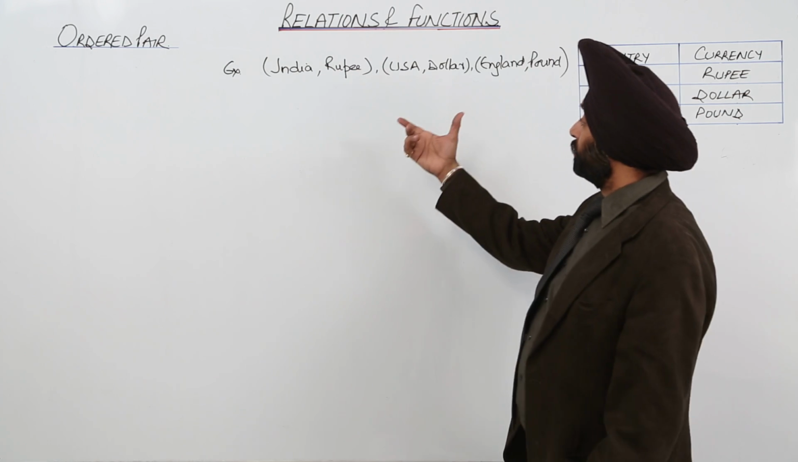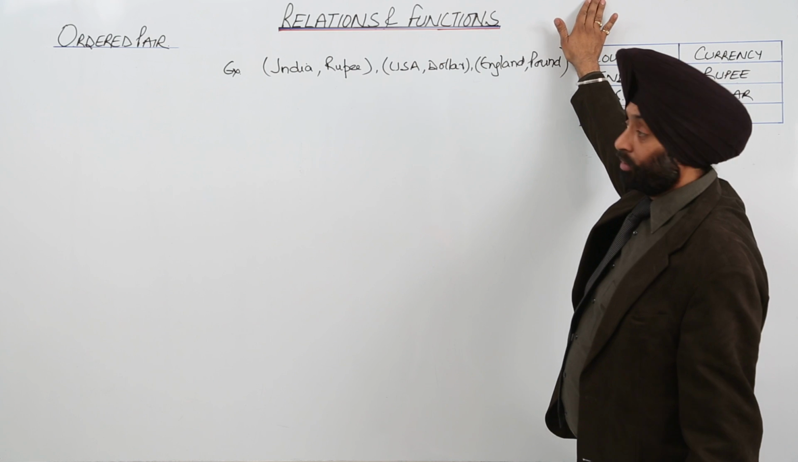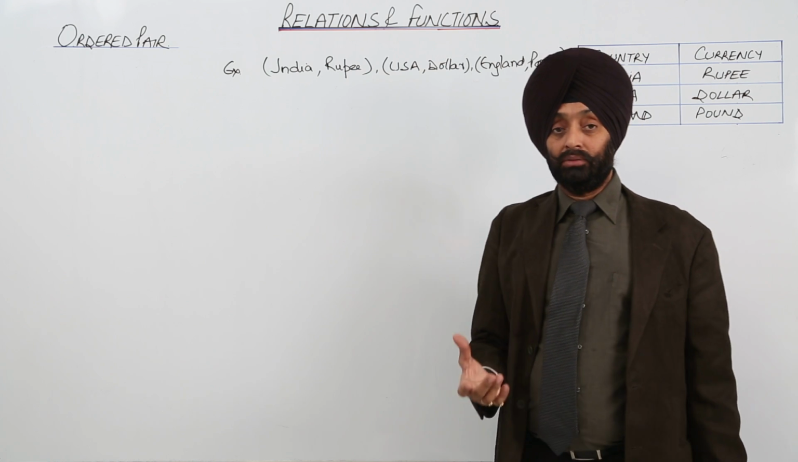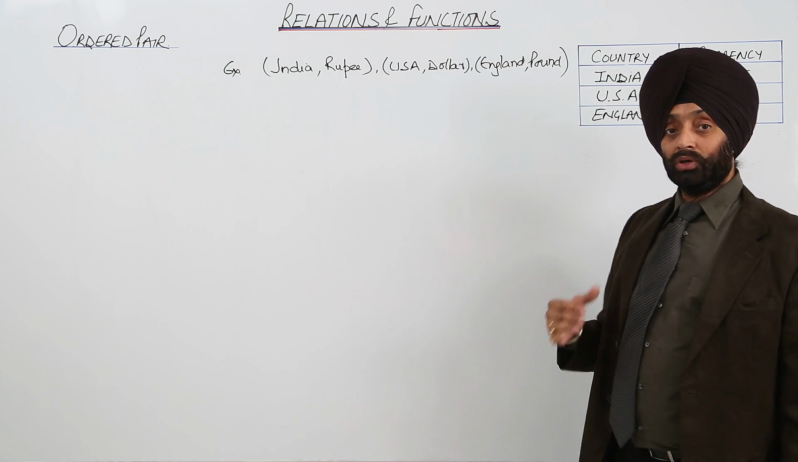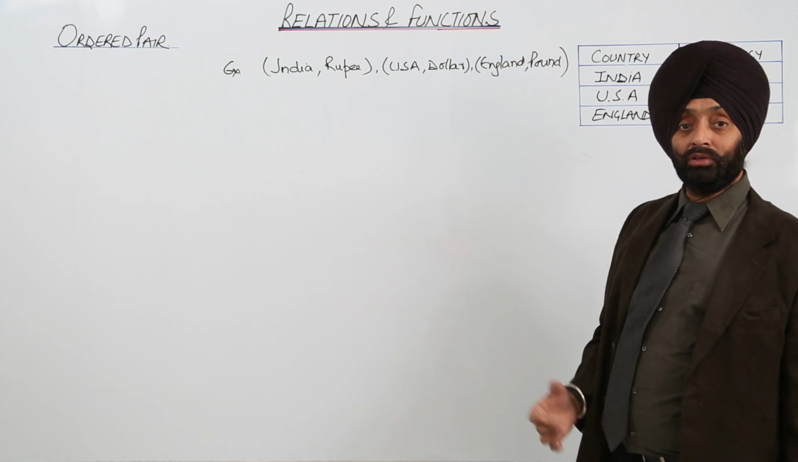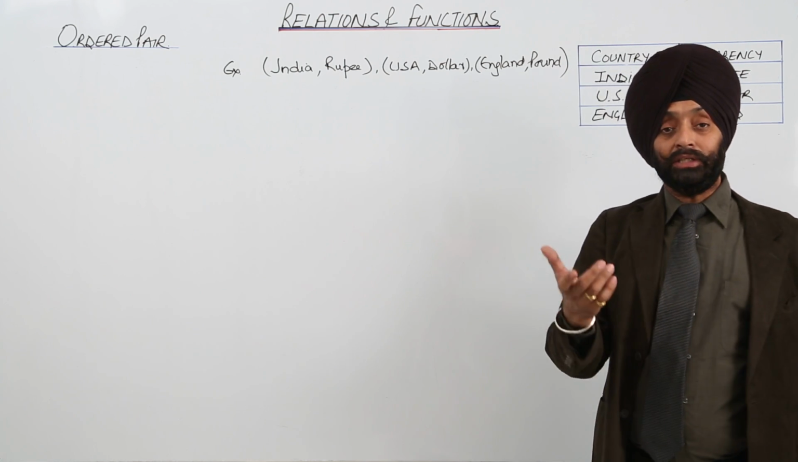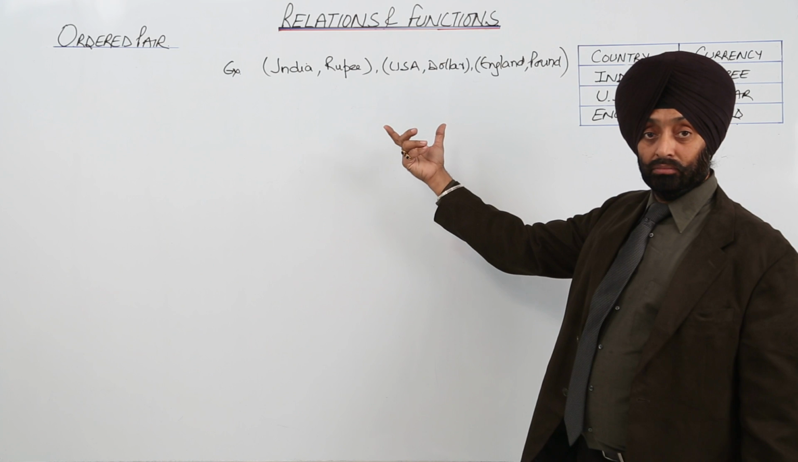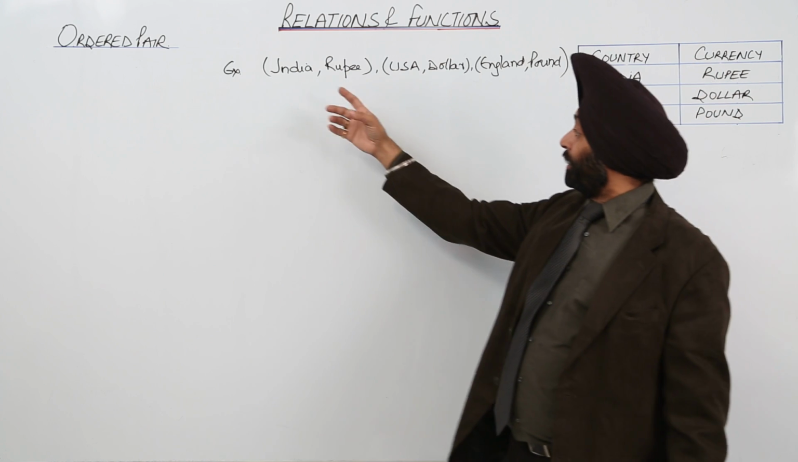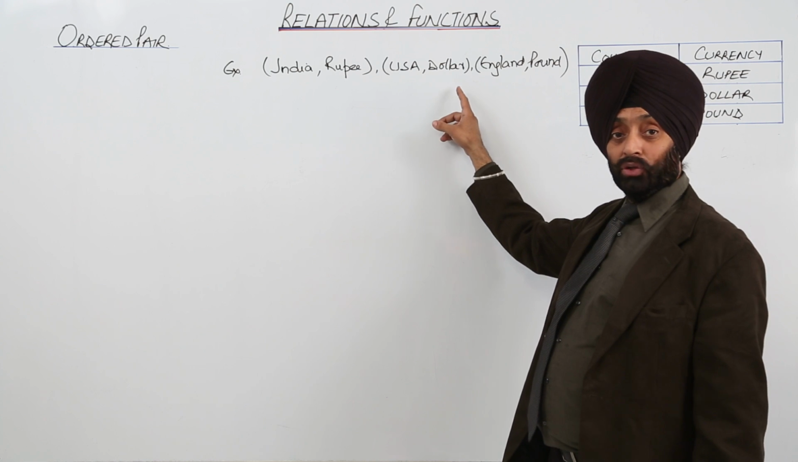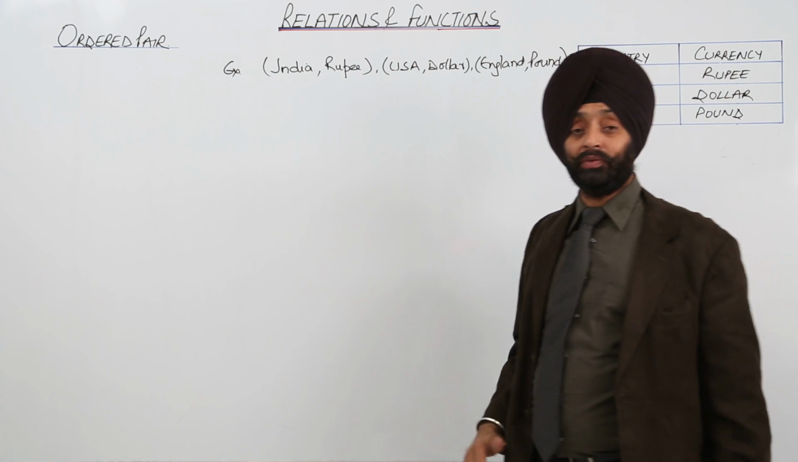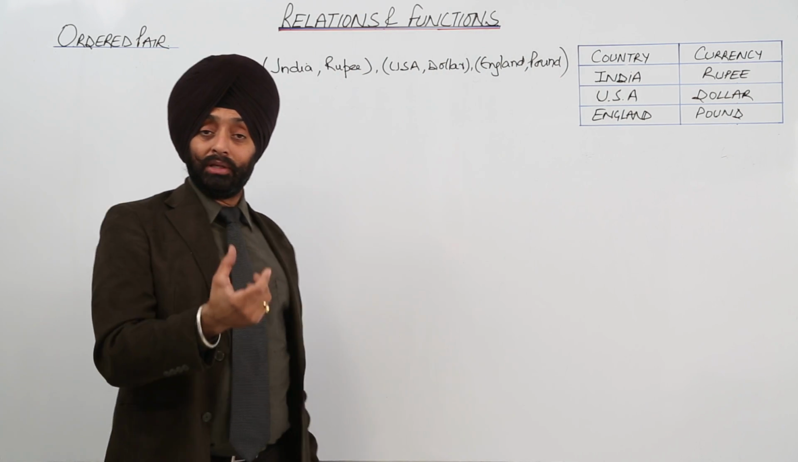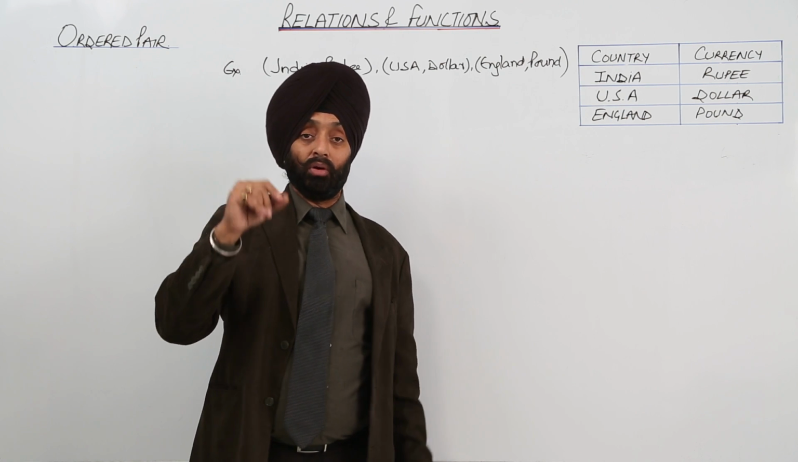Now if I am writing in this manner, the table is not here, and I am asking you, can you find any order in this? What you are going to tell, first of all you are going to read it, and then you will say, sir, there is an order. First the country is written and then the currency of the country is written. So this particular order is there. Suppose I am writing here India, then rupee, here dollar, and then USA, England and pound, then there is no specific order. Is it clear? So ordered pair means we are writing something in a pair and in a particular order.